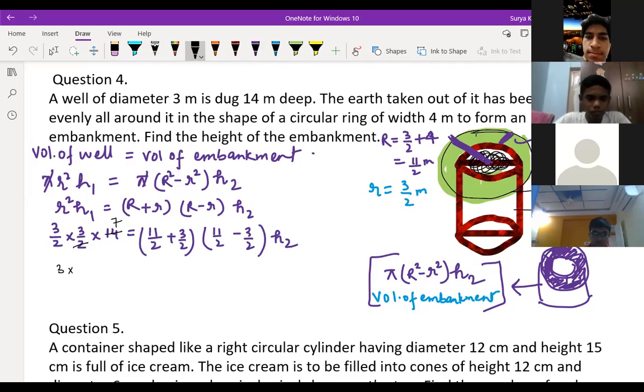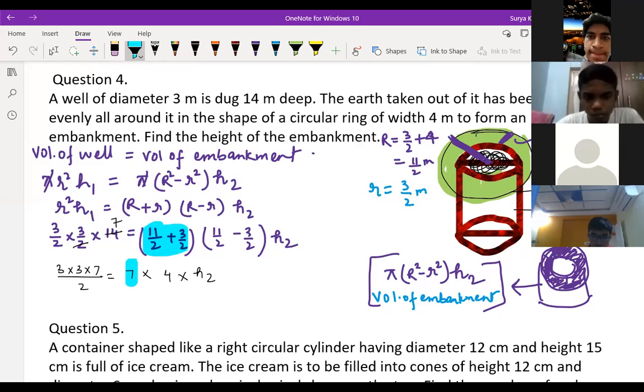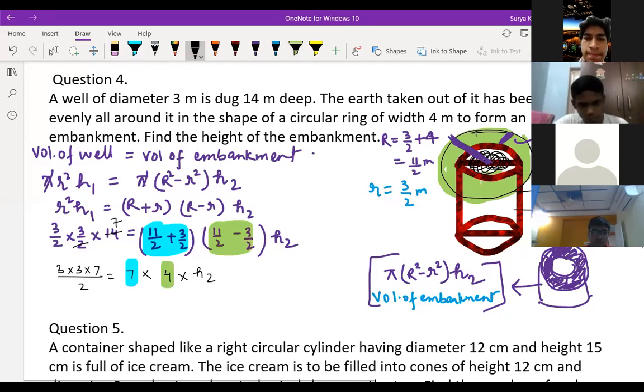So 3 into 3 into 7 divided by 2 is equals to 14/2, that is 7. Multiply by 11 minus 3, that is 8, 8/2 is 4. Multiply by h2. Is it clear, children? I have written here directly. You just solve this one, you'll get 7, and if you solve this part, you'll get 4. Then you can write h2 is equals to 3 into 3 into 7 divided by 2 into 7 into 4.